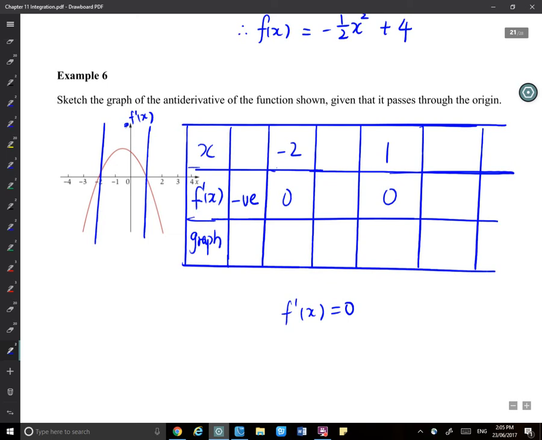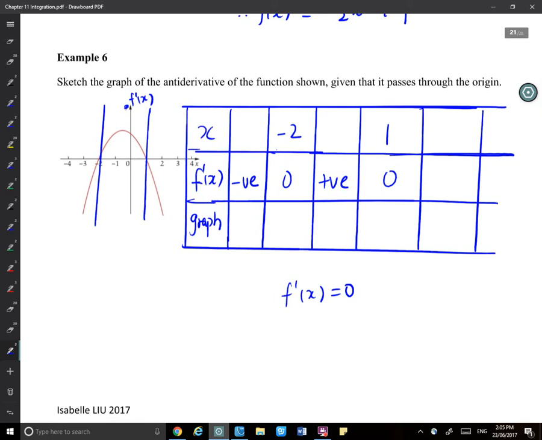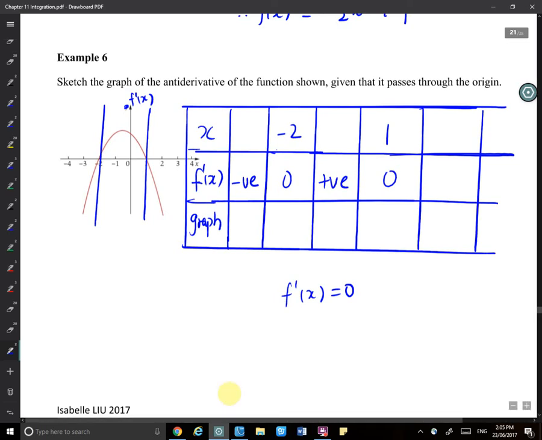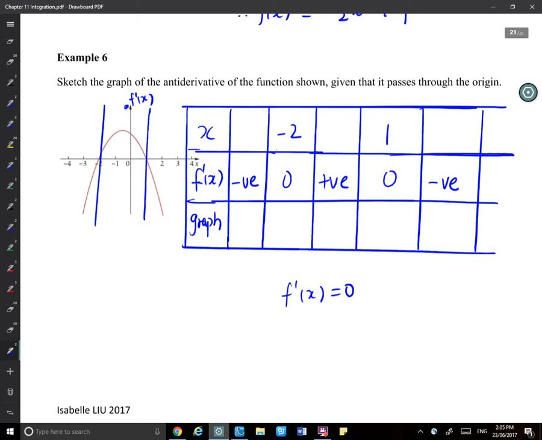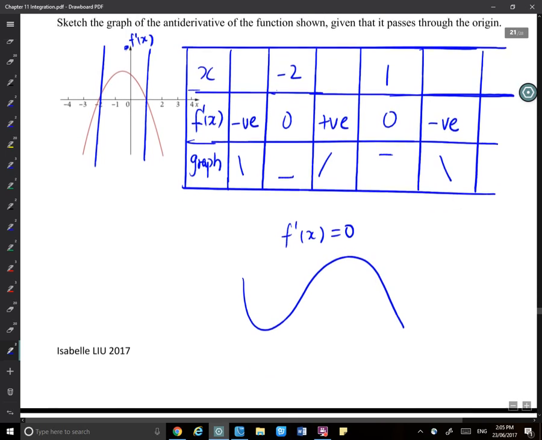In between -2 and 1, your gradient graph is above the x-axis, so you have a positive. And to the right of 1, your graph is below the x-axis and you will have negative. That's the gradient at the corresponding place. What does the graph look like? Negative, 0, positive, 0, and negative. That's the shape of the graph. So the shape of the graph is like that.